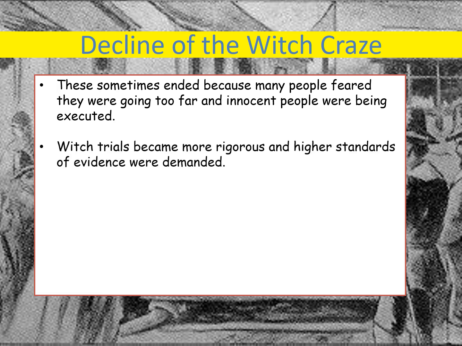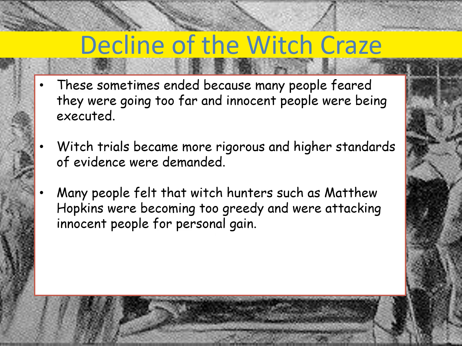Now, witch trials became more rigorous and higher standards of evidence were actually demanded. So if a woman or a man was put on trial accused of being a witch, better and more stringent evidence was needed to prove that they were a witch. Many people felt that witch hunters such as Matthew Hopkins were becoming far too greedy and were starting to attack innocent people just for personal gain, just for money.